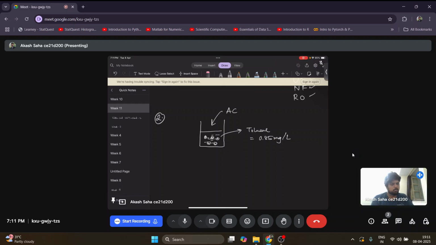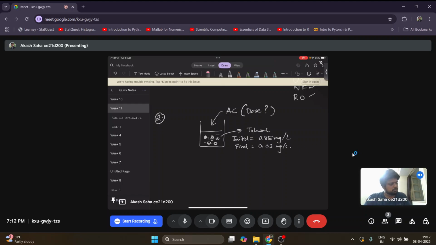When the process starts, the toluene will get adsorbed on the activated carbon. This is the initial concentration, and the final concentration is around 0.03 milligram per liter. You are being asked how much activated carbon is needed, so you have to find out the dose. What is the dose?